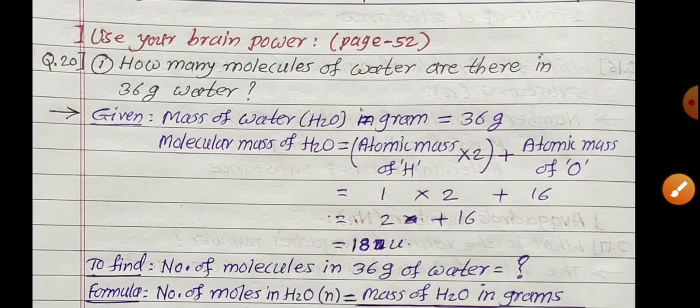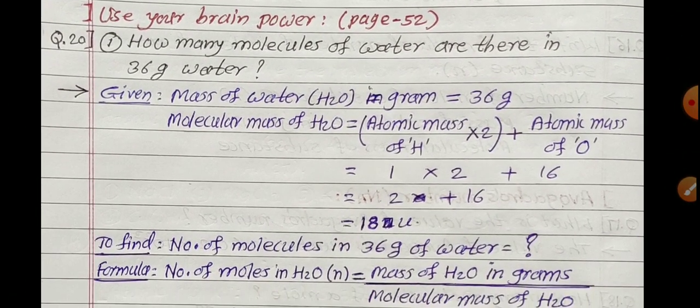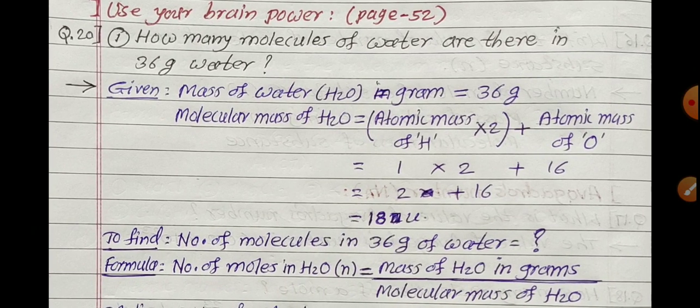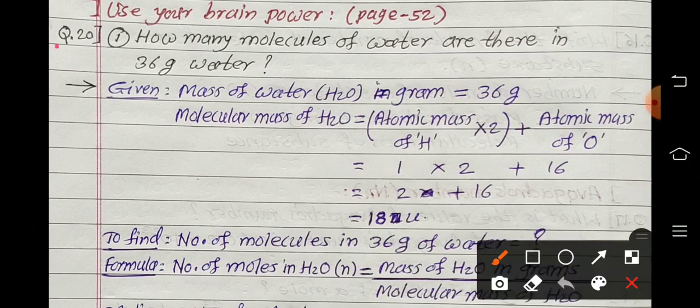That is Use Your Brain Power on page number 52. What is that question? First question. Serial question number is 20, but on that page number 52, question number 1 is given. How many molecules of water are there in 36 gram water? So write down the given first. Given mass of water, that is H2O.